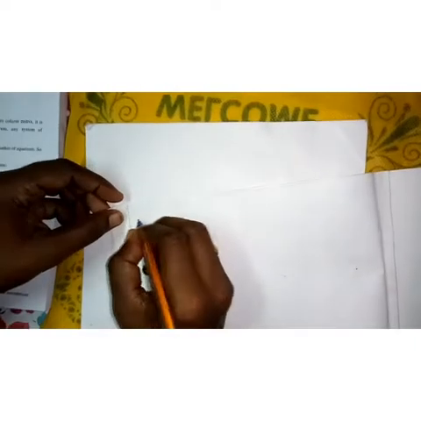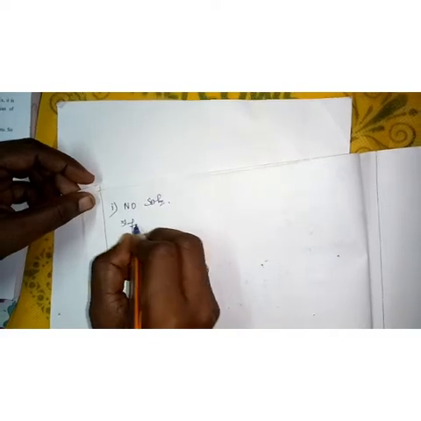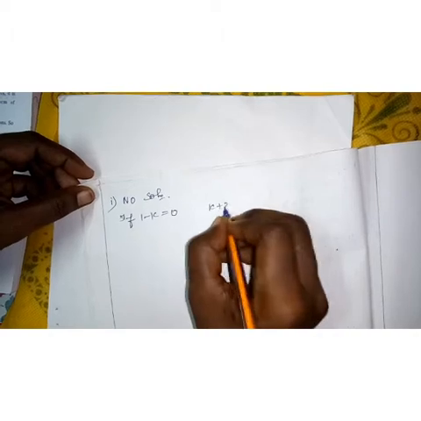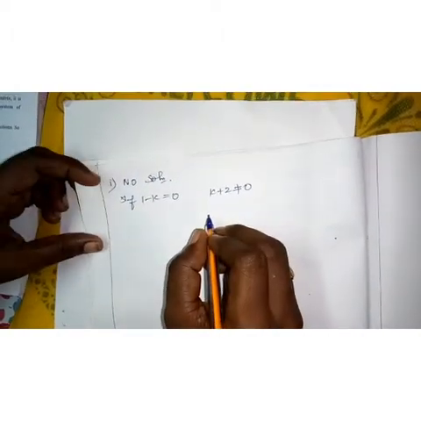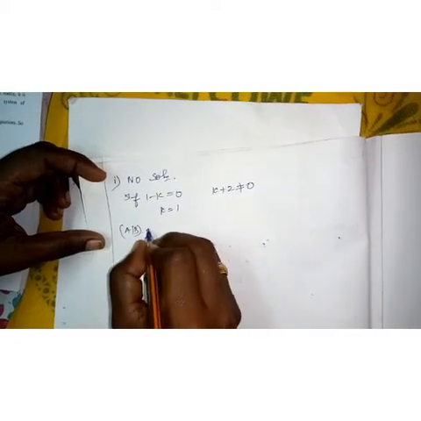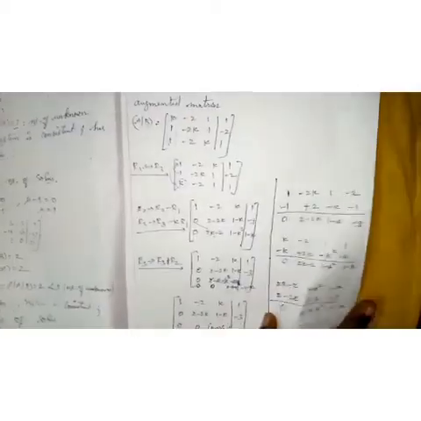Now using this one, you have to apply 3 cases. What is the first case? No solution. For no solution, I take 1 minus k equal to 0 but k plus 2 is not equal to 0. See, first case number 1: no solution if 1 minus k is equal to 0. So k is equal to 1. So in the augmented matrix A bar B, wherever k is there you substitute the k value, which is 1.